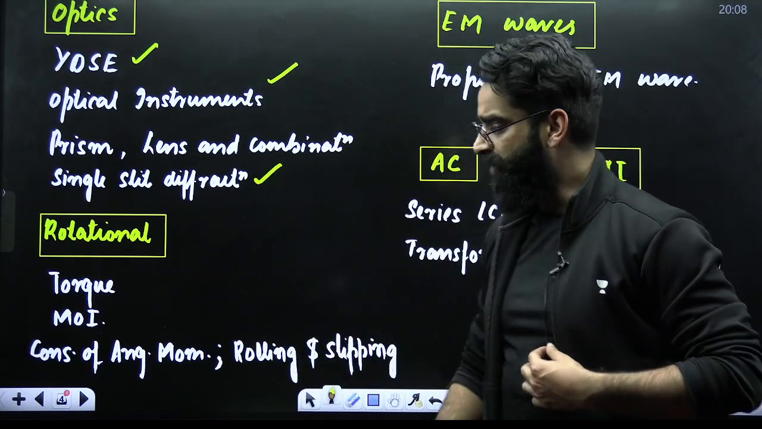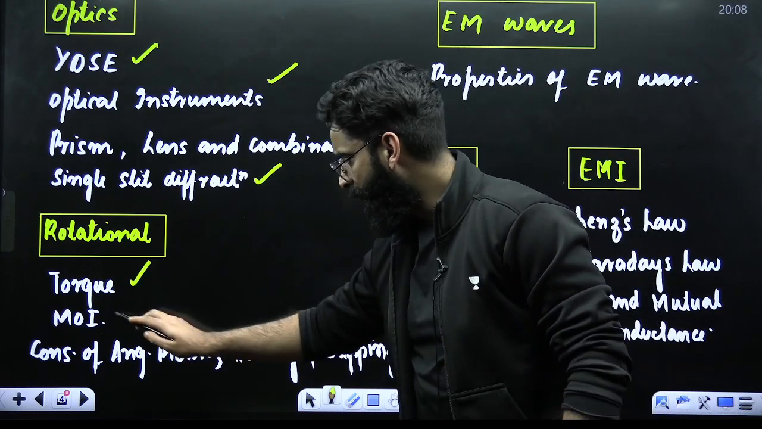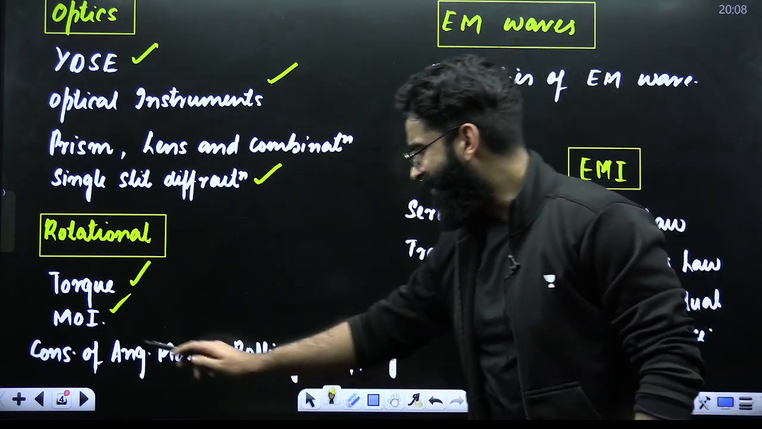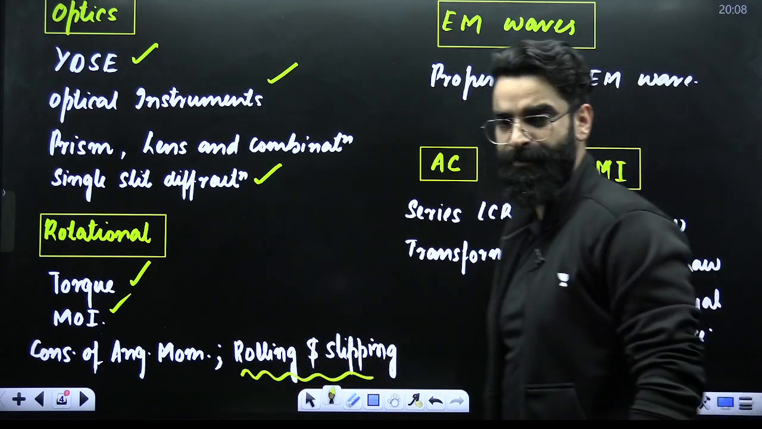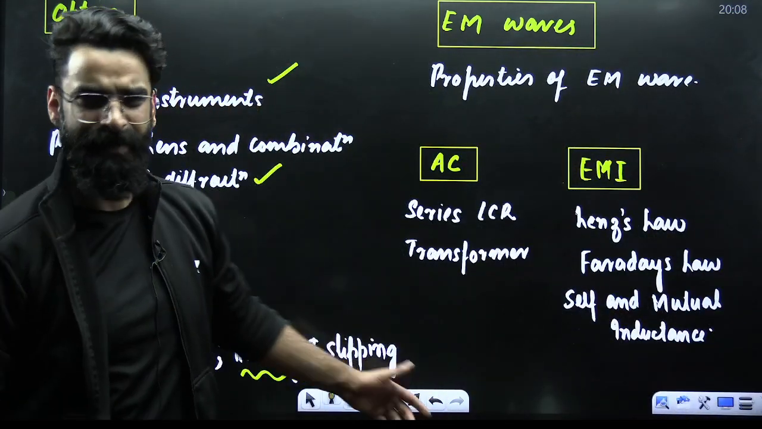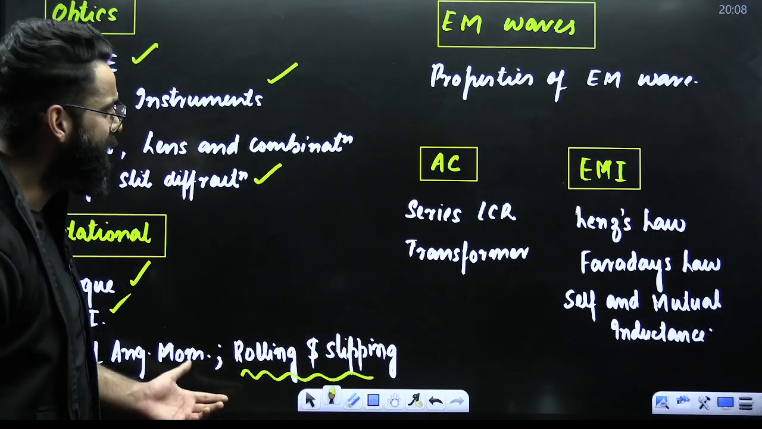When it comes to your rotational motion, your torque, moment of inertia, conservation of angular momentum, and similarly rolling and slipping, right? These are the frequently asked topics when you check the past 5 to 6 year NEET papers.